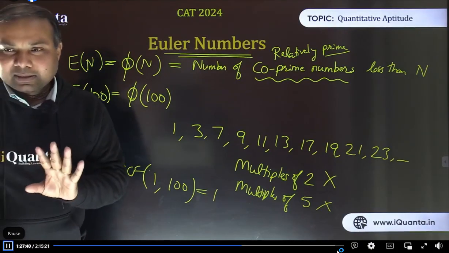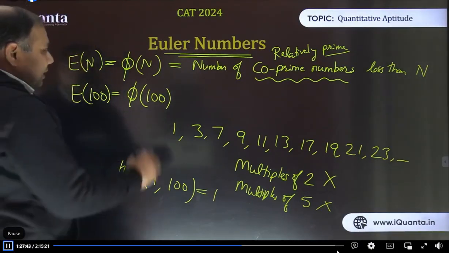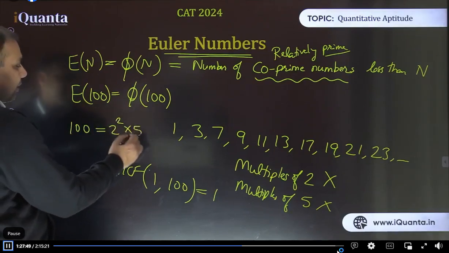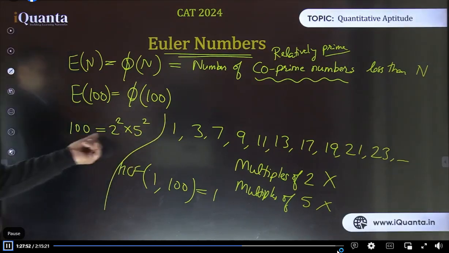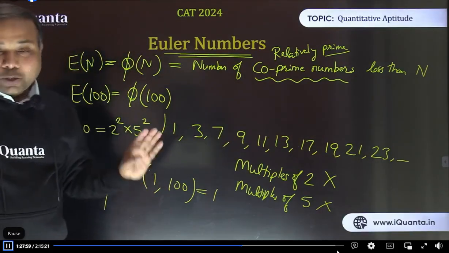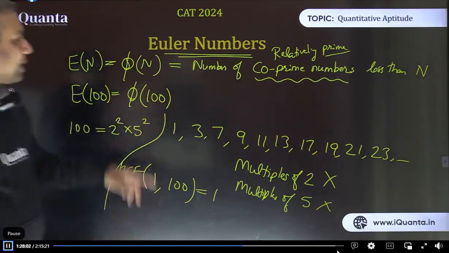Is it not? Right. Now comes the important part. See, 100's prime factorization was 2 square, 5 square. So from here only we could see that 100 contains the prime numbers 2 and 5. So we are removing all multiples of 2 as well as all multiples of 5. So how many numbers remain now? That is the important part. That is given directly by this result.